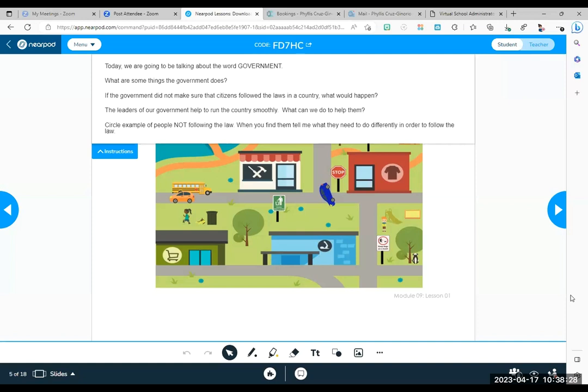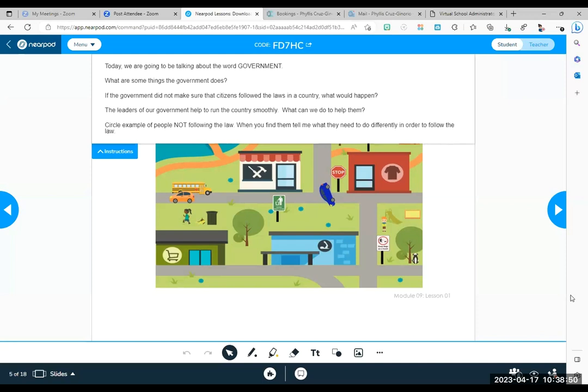Chaos! Chaos? If we didn't make sure that people were following the laws that we created, it would be awful. There would be all sorts of bad things happening. There wouldn't be anybody held accountable. I think it would be chaos and confusion.